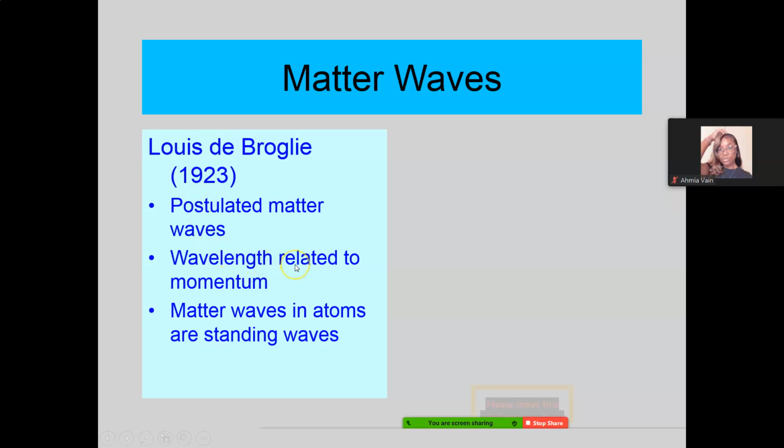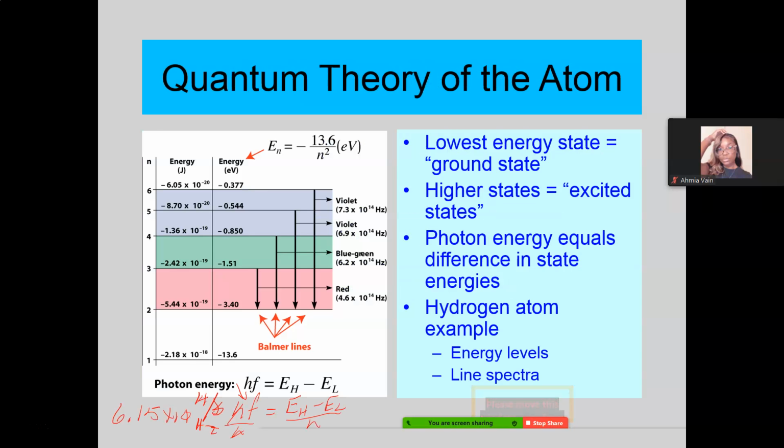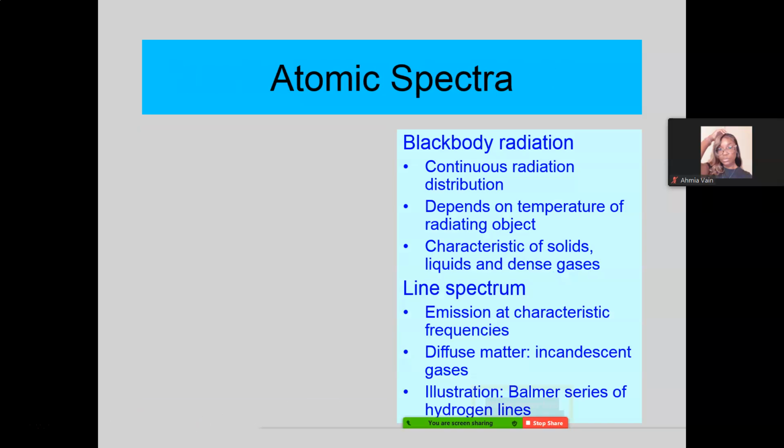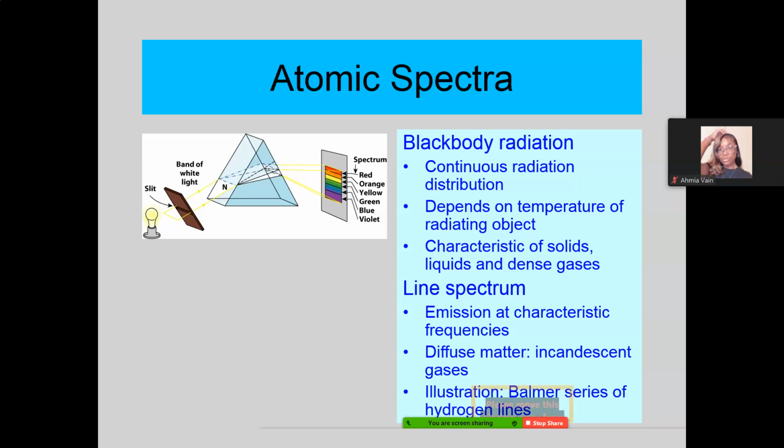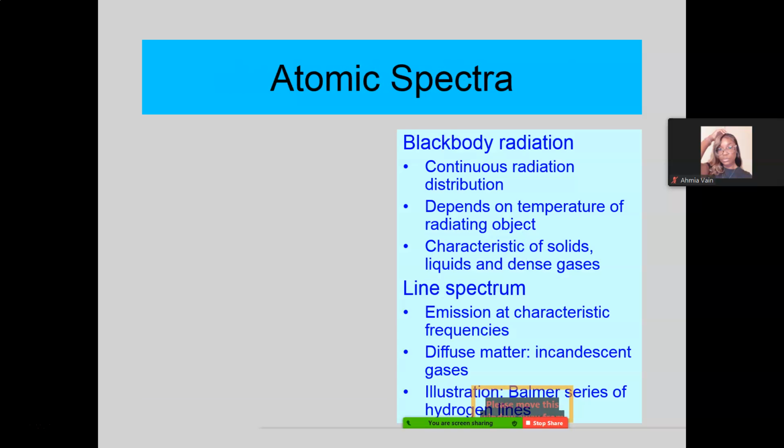the wavelength of these waves was related to the momentum, which is mass times velocity of the waves. So there's the connection, the duality between waves and matter. Matter waves in atoms are standing waves. Now, what do we mean by that? If you remember back, one of Bohr's rules was, where was it? The next one back, wasn't it? Nope.